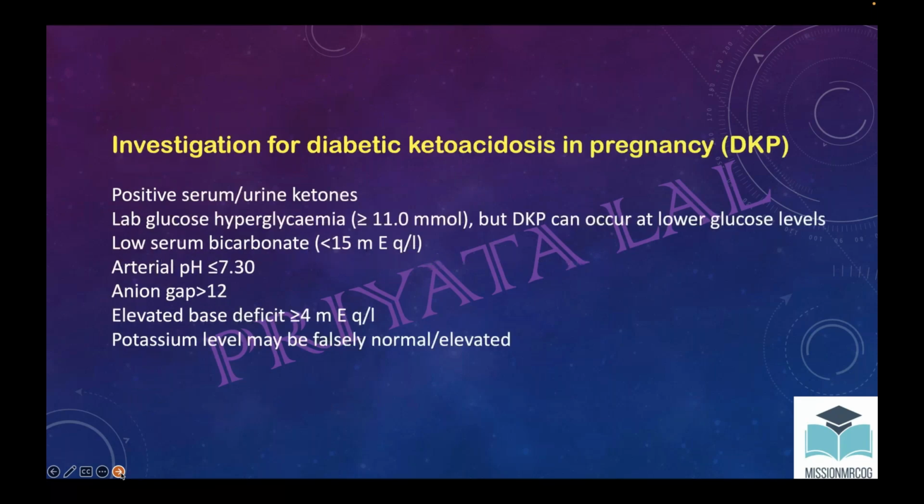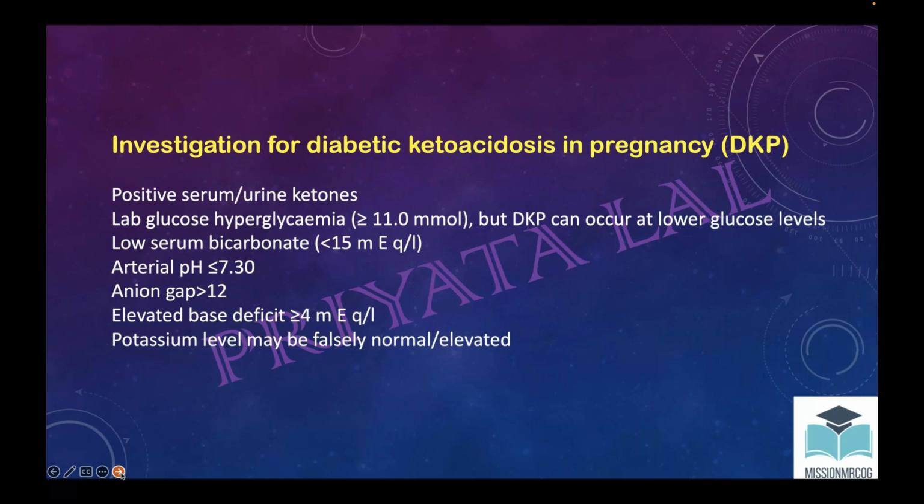So what are the investigations they will show? So ketone will be positive. Because we know that if it is more than 3, then it is diabetic ketoacidosis. Urine ketone may be positive.